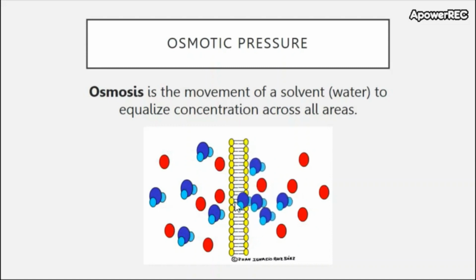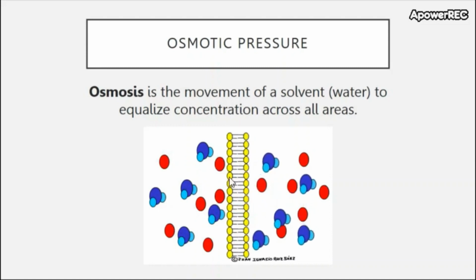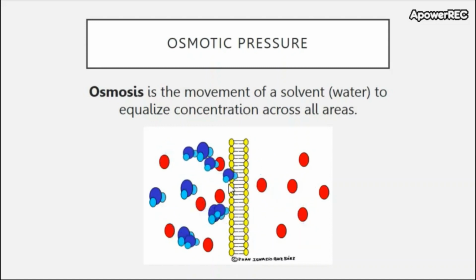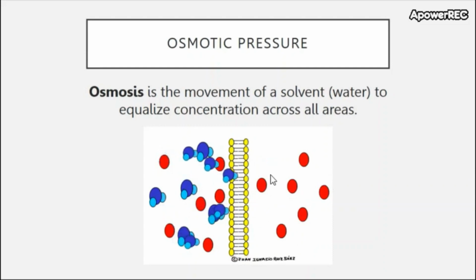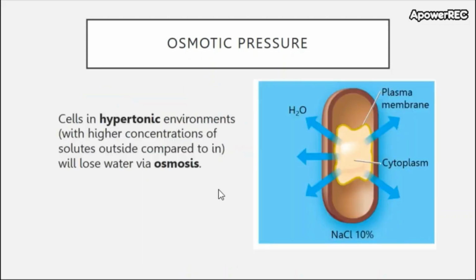So this is a semi-permeable membrane. It's supposed to represent kind of that lipid bilayer. And so here are water molecules, H2O, and it's going to cross over until you get relatively equal amounts of solvent to solute, whatever particles are floating in there. And that's called an isotonic solution.